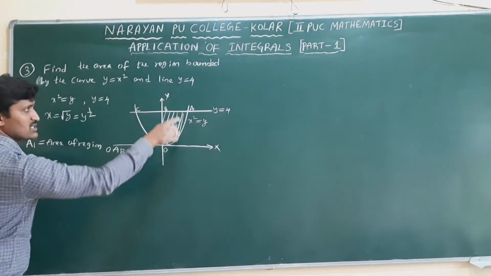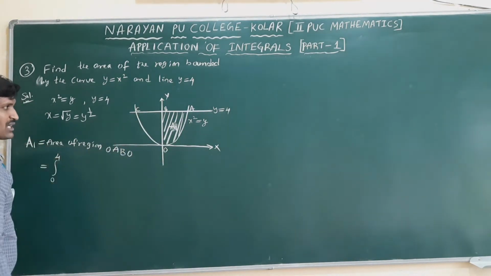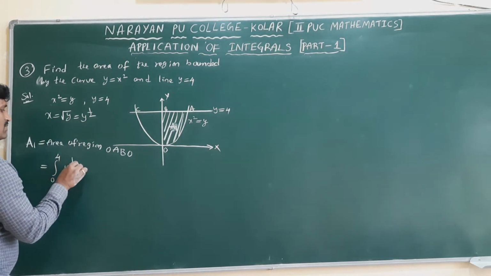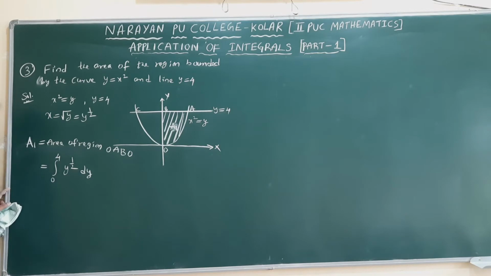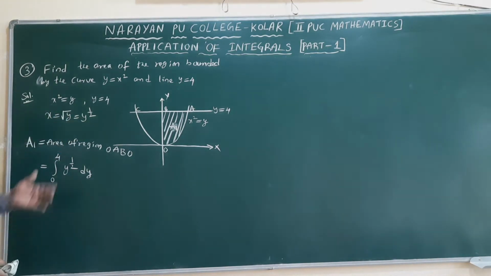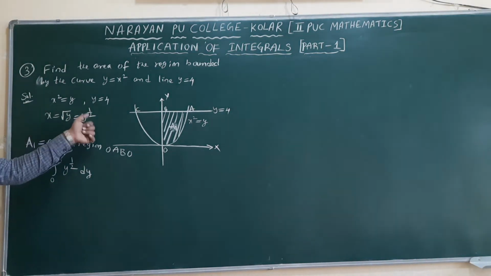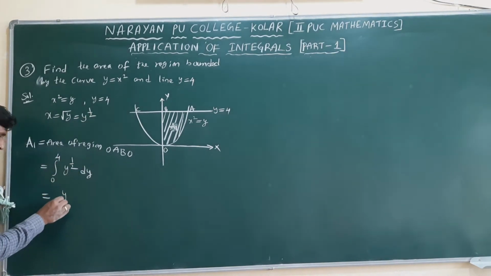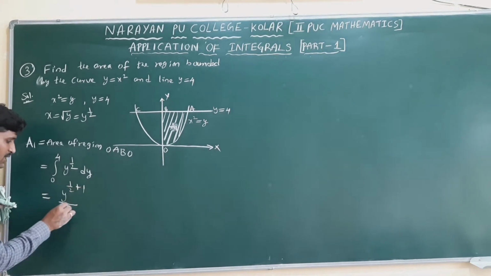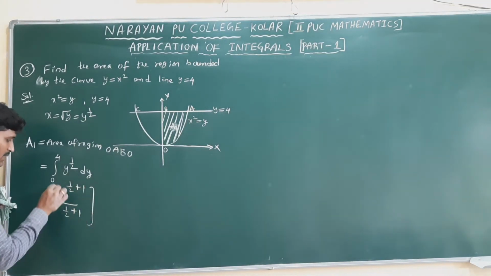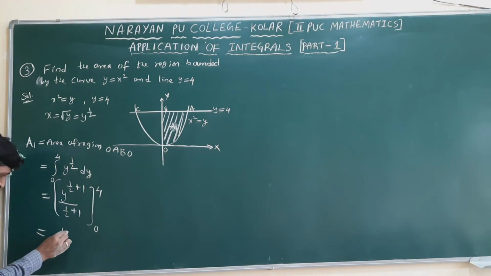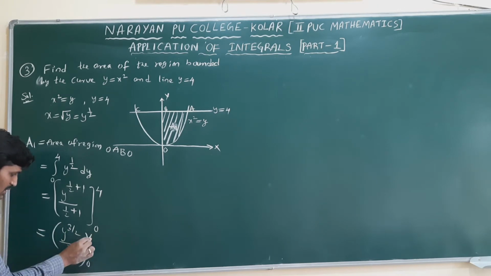For this OABO, the limits are from 0 up to 4. These are both y limits, which means the function is also taken in terms of y. What is the function? Y power 1 by 2 dy. I am not taking x dy like that; directly take the function x already converted in terms of y. This is clearly in the form of integral x power n: y power 1 by 2 plus 1, over 1 by 2 plus 1, limits from 0 to 4. Y power 1 by 2 becomes y power 3 by 2 by 3 by 2, from 0 to 4.